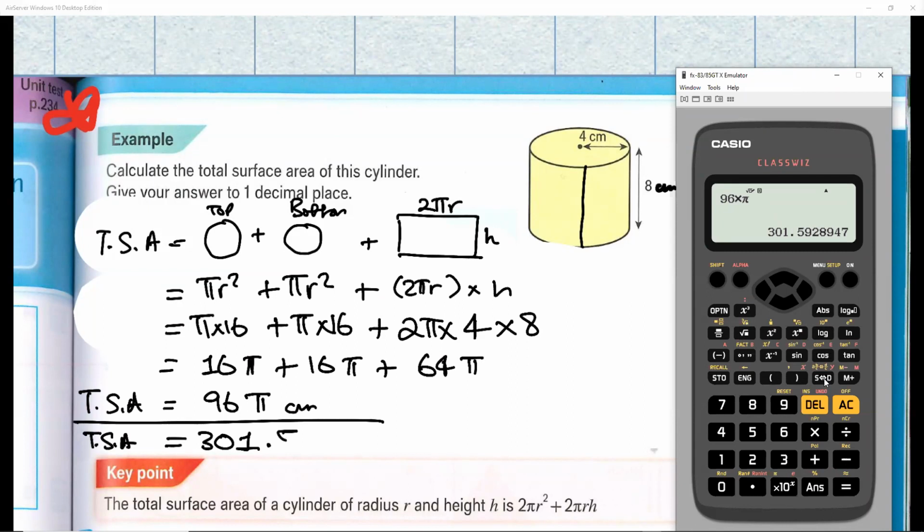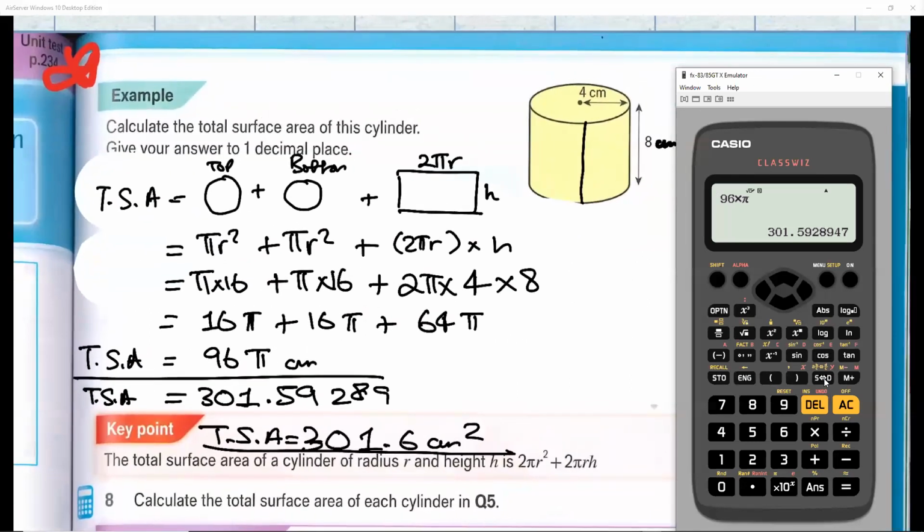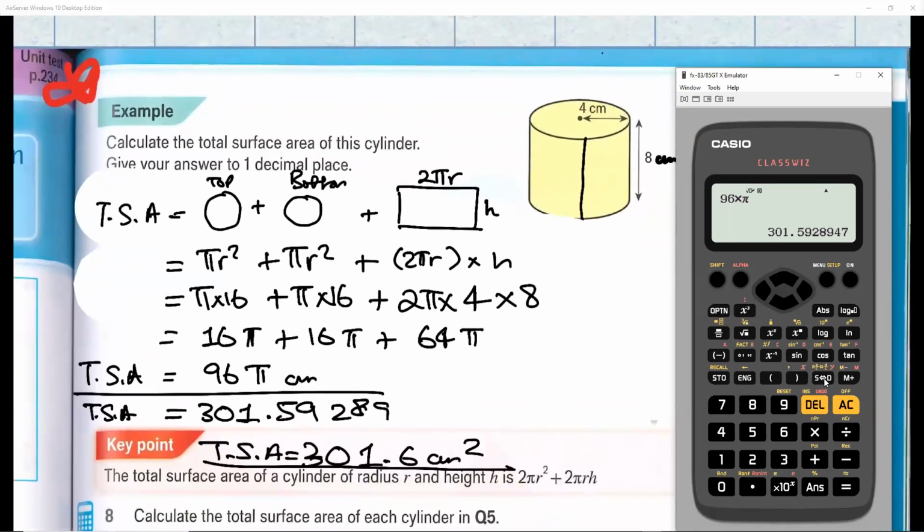Okay, let's write down the answer first. So always write down a couple of decimal places first, and then write down the final answer. So it's 1 dp, 301.6, is that right? Yeah. Fantastic.